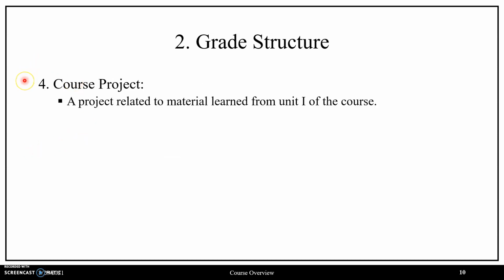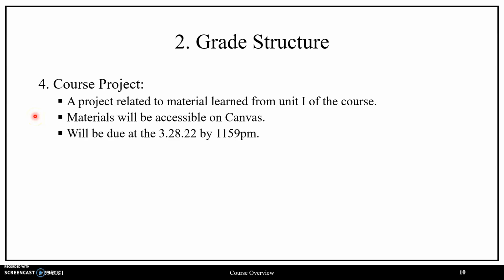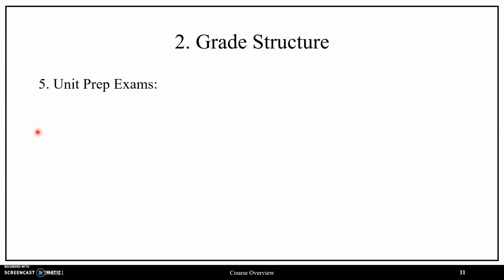Now, moving on to our course project, there will be a single course project that will be related to material learned from Unit 1 of the course, in which the materials needed will be accessible through the Canvas platform, and this will become due at the end of Unit 2 of the course, which is projected to be on the 28th of March by 11:59 p.m. And as we progress through content through the course, more details about the course project will become available, and as we saw prior, the course project will be worth 5% of your grade.